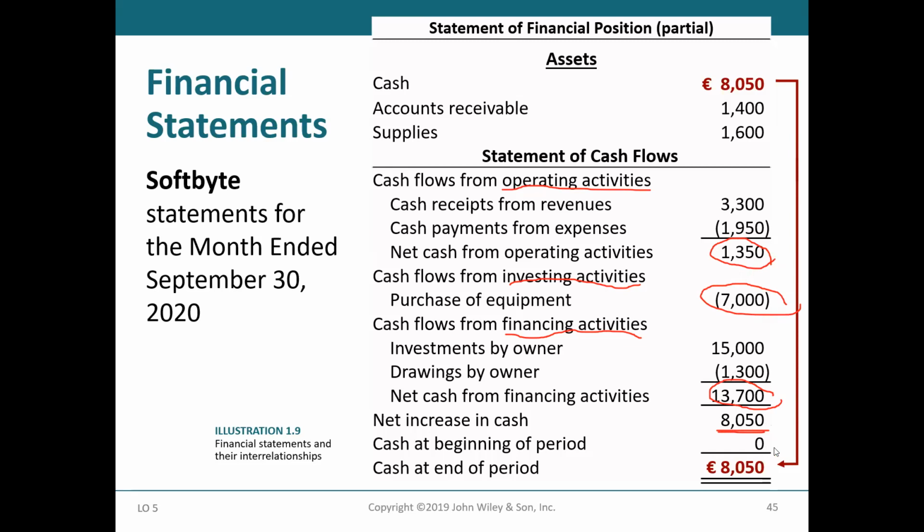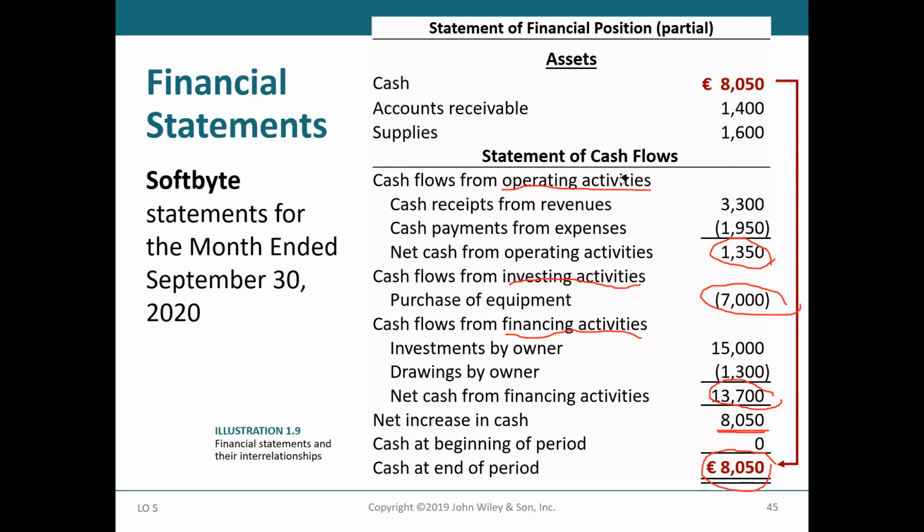The net increase in cash will be 8,050. Our cash at the beginning is zero, because this company doesn't have any cash since it was just established. So during the month, we have an increase of 8,050 in cash plus zero at the beginning, so the cash at the end will be 8,050. This is exactly the same as what we have on the statement of financial position. You see, that should be the same, 8,050.